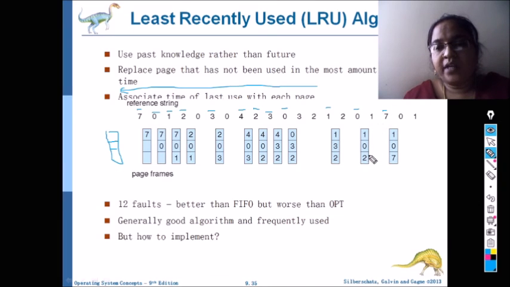Now 1 there is no page fault, 7 there is a page fault. Among 1, 0 and 2, recently used is 1, before that it is 0, then it is 2, so least recently used is 2, so replace 2 by 7. Now 0 there is no page fault, 1 there is no page fault.